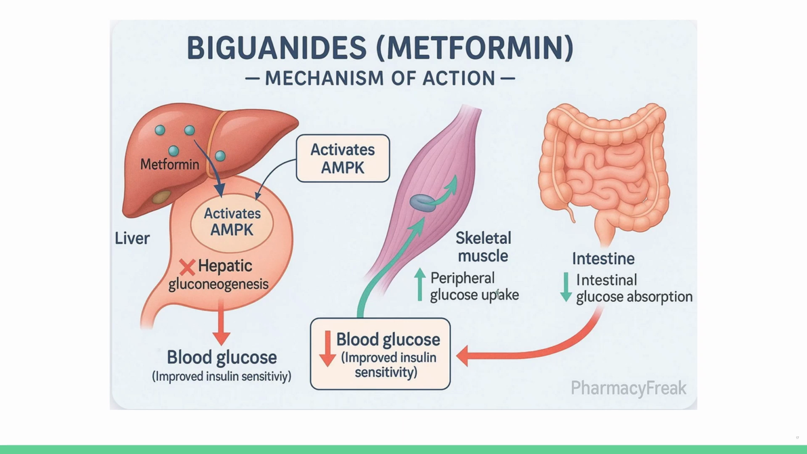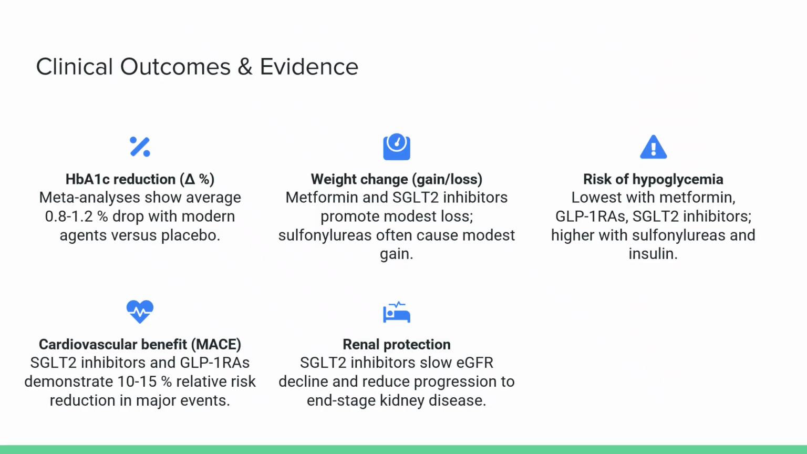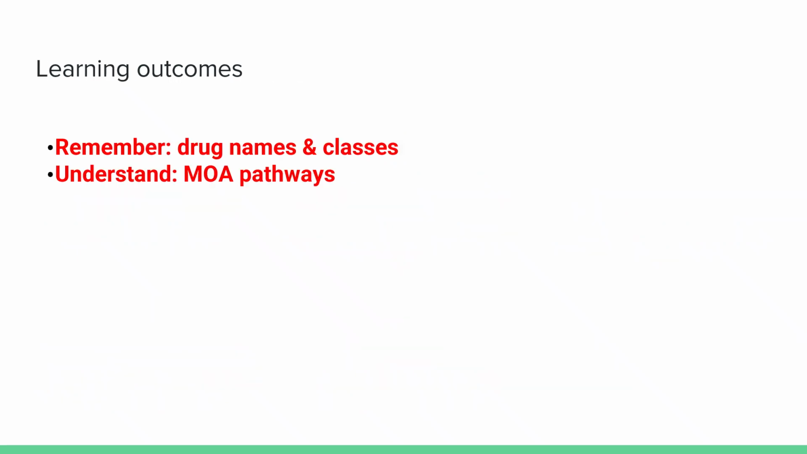So these three are related in the case of biguanides, and the two most important classes, sulfonylurea and biguanides, whose mechanisms we have specified, are important in the concept of the question also. Biguanide and sulfonylurea mechanisms are widely asked questions. And when we are coming to the clinical outcome and evidence, which are not at all related to our medicinal chemistry aspect, we can see a reduction in the hemoglobin level, weight change, risk of hypoglycemia, cardiovascular benefit, then renal protection. These are the clinical outcomes related to anti-diabetic agents.